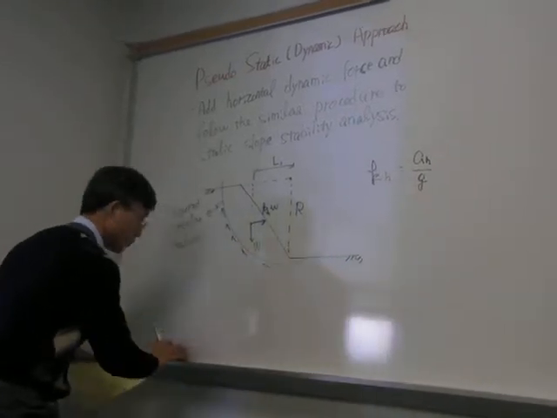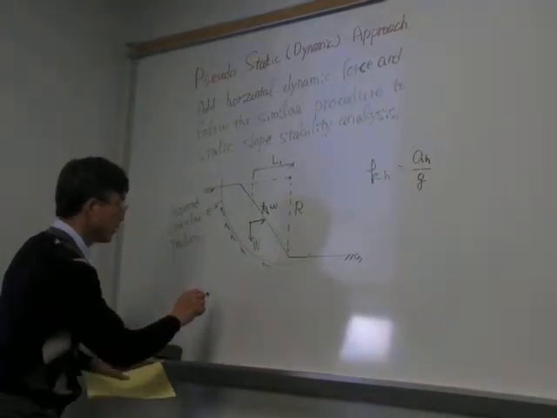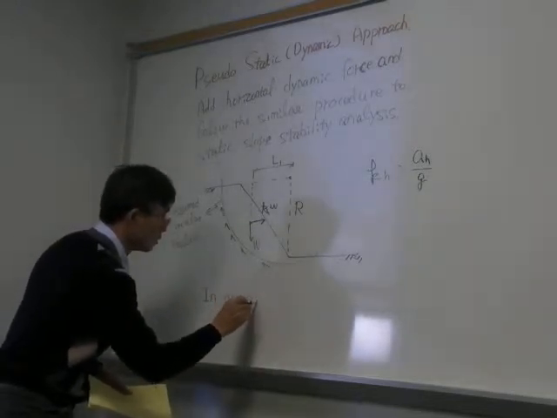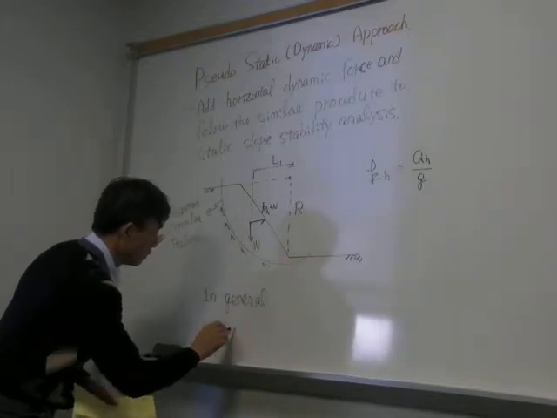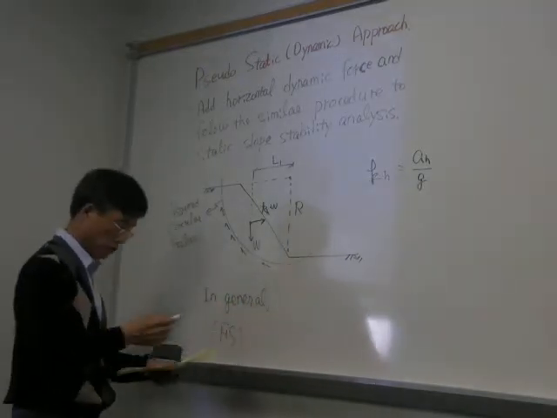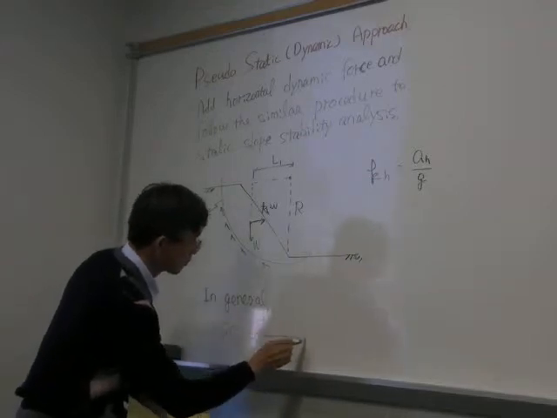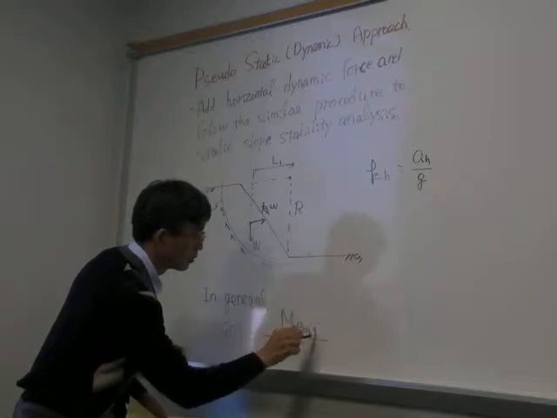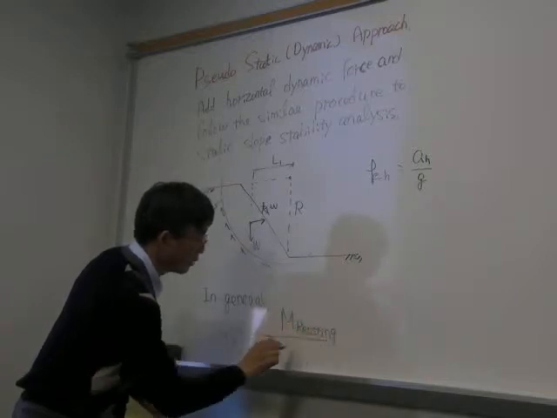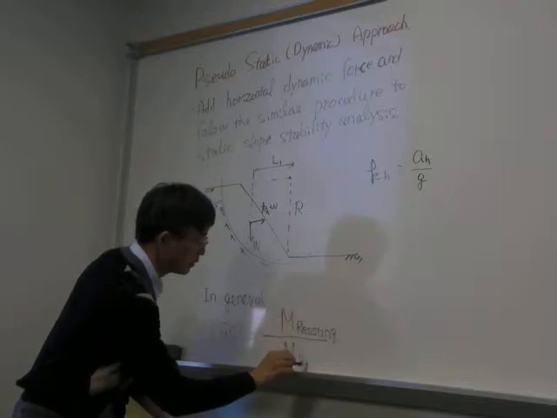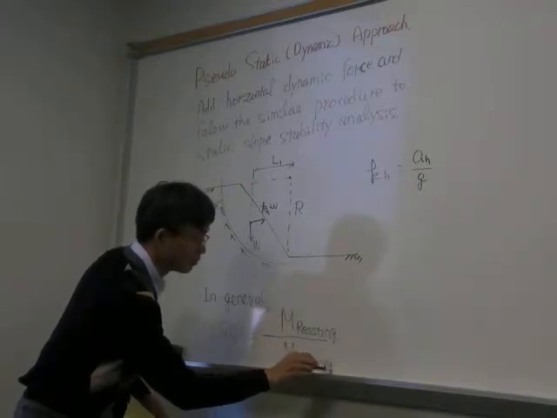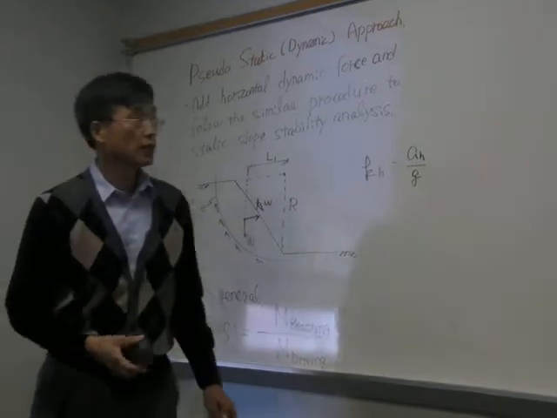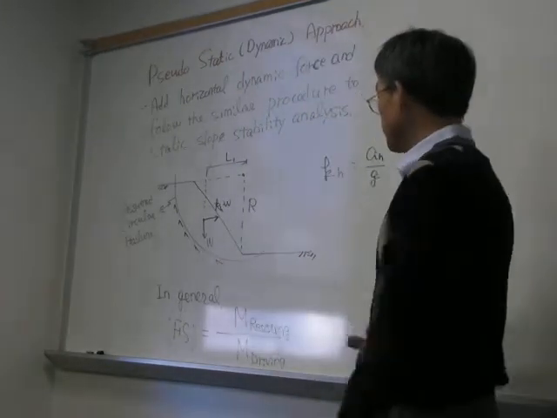Okay, then, in general, we can define the factor of safety should be M, resisting moment, divided by M, driving moment. So far we use exactly the same definition as in the static slope stability problem.